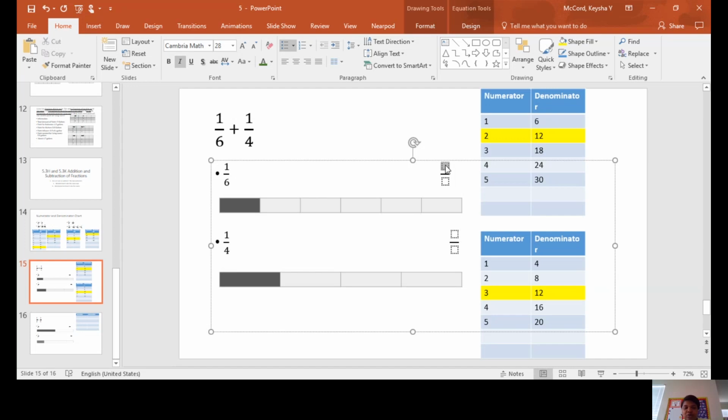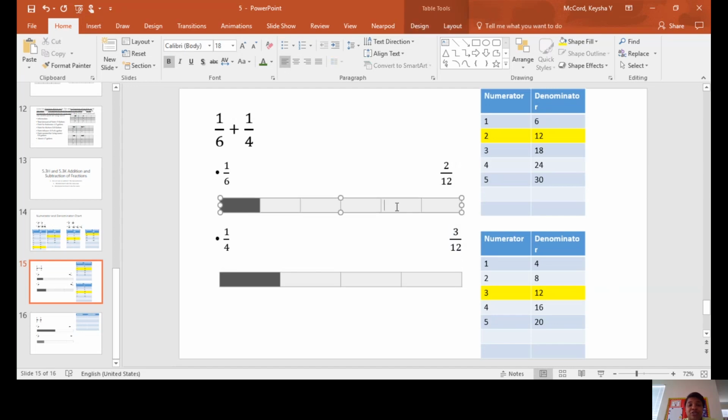So my numerator here is going to be 2, and my denominator is going to be 12. And then my numerator is going to be 3, and it's going to be 12. Okay. Now, I can add 2/12 plus 3/12. That's going to give me 5/12. That's going to be our final answer.